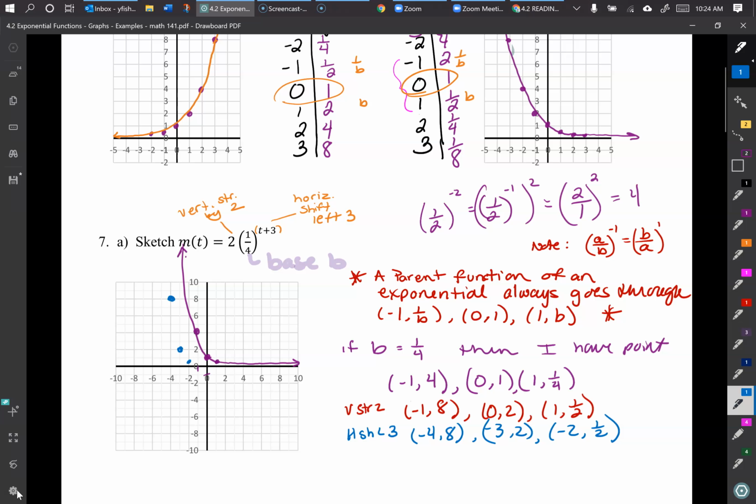Okay, so then it's going to come in. So it's a vertical stretch, so it's now coming in a little straighter there. So that is my transformation.